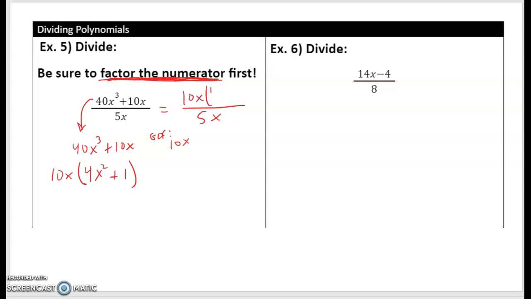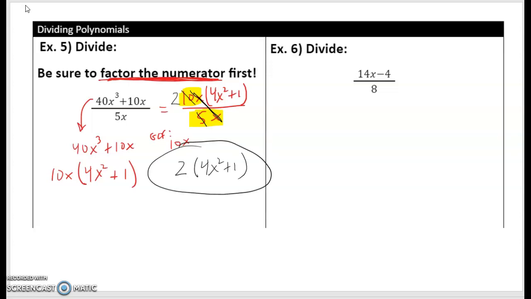10x, 4x to the second plus 1, and now what you wrote out front and the denominator can reduce. So 10 over 5, the 10 becomes a 2, the 5 goes away, and x divided by x cancels. So nothing is on the bottom. The 5 reduced and the x went away. There is a 2, a parenthesis, 4x squared plus 1, nothing in the denominator. That's our final answer circled.